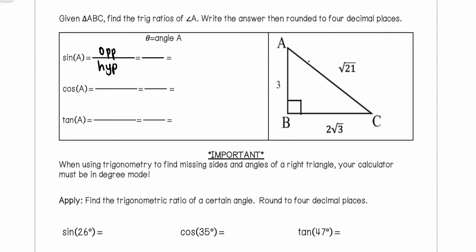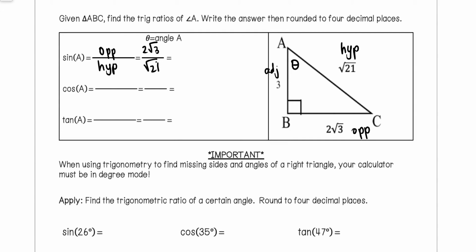And we're taking this from the angle A, so theta will go on A. Our hypotenuse is root 21 because it is across from angle B. Our opposite is the 2 root 3 side, and our adjacent is that one that is worth 3. So our opposite length was 2 root 3, and our hypotenuse length was root 21.